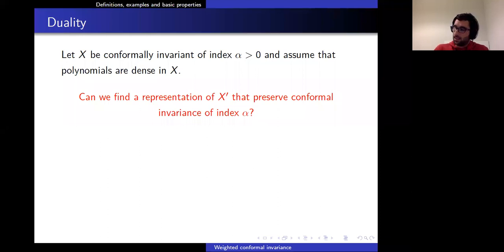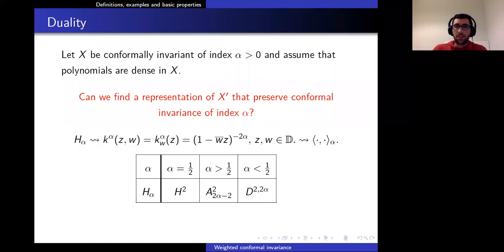The answer is yes. And in order to get the representation, we need to use these Hilbert spaces H alpha, whose reproducing kernel is given by this formula. The reproducing kernel induces this scalar product. But which are these spaces H alpha? When alpha is equal to 1/2, we recover the classical Hardy space H2. When alpha is greater than 1/2, we get these weighted Bergman spaces. And when alpha is less than 1/2, we recover these weighted Dirichlet spaces.